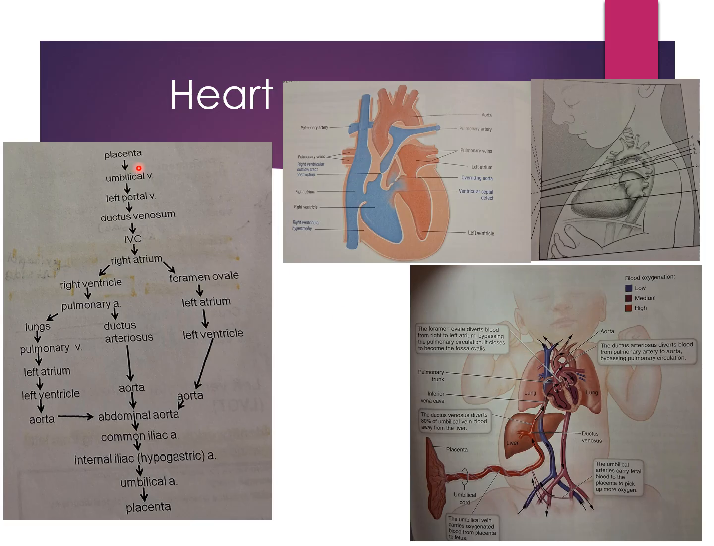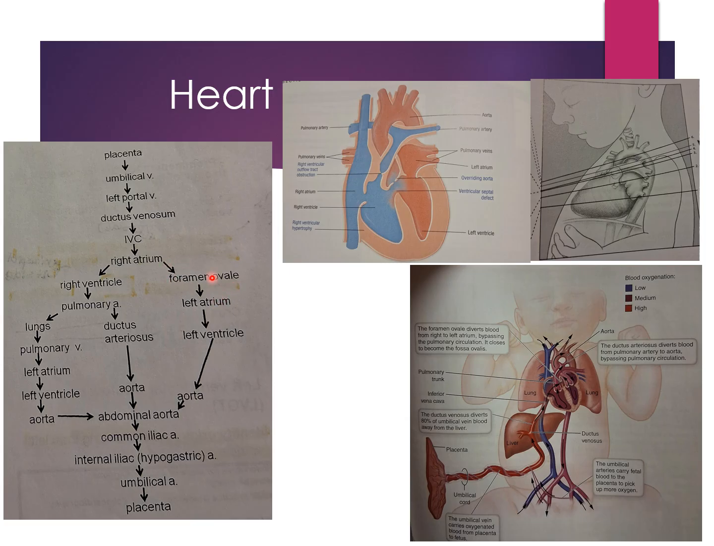So it comes in through the umbilical vein, into the left portal vein, then it's shunted through the ductus venosum, and then into the IVC, and then right atrium. And at the right atrium, it can take two different paths. So it can either go to the right ventricle, or it can go through the foramen ovale, which is an opening between the right and left side of the heart, into the left atrium.